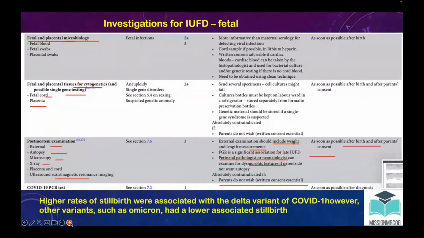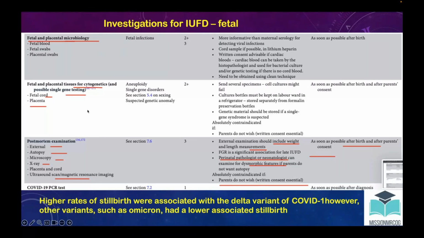Now these are investigations for the baby. From the baby side, fetal and placental microbiology: fetal blood can be taken, fetal swab can be taken, and placental swab can be taken. So it is more informative than maternal serology in case of viral infection. Cord blood sample is taken in lithium heparin. Otherwise written consent is taken for cardiac blood. Okay, this part is to be remembered.